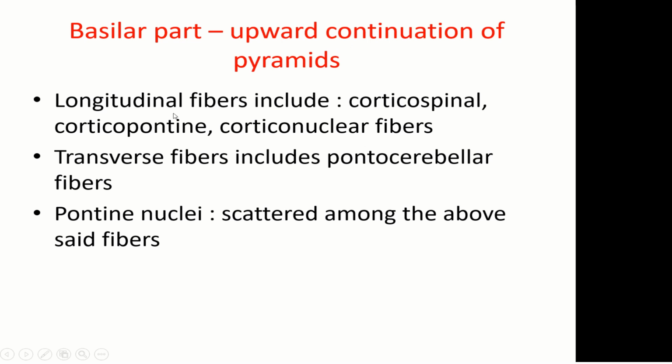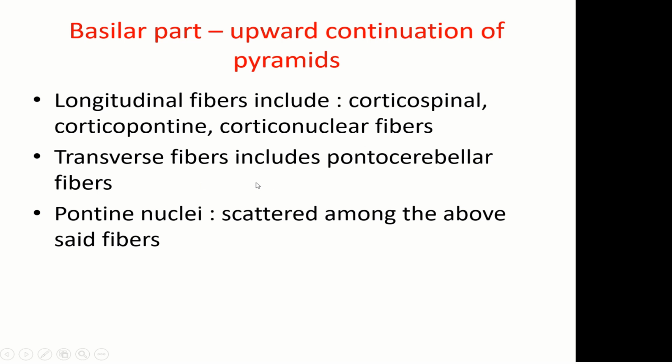So what are the fibers through the basilar part? Longitudinal running fibers include the corticospinal, the name itself speaks, from cerebral cortex to spinal cord. Then corticopontine, that is cerebral cortex to the pontine nuclei, which are located in the basilar part. And here you can see the corticonuclear fibers, from cerebral cortex to the nuclei of the cranial nerves. Corticospinal, corticopontine, and corticonuclear, all these are longitudinal fibers.